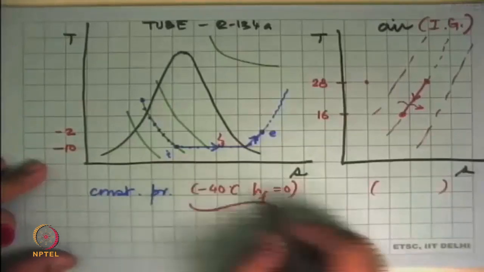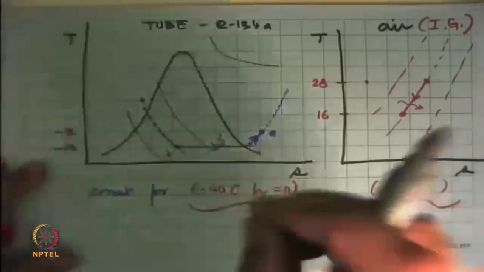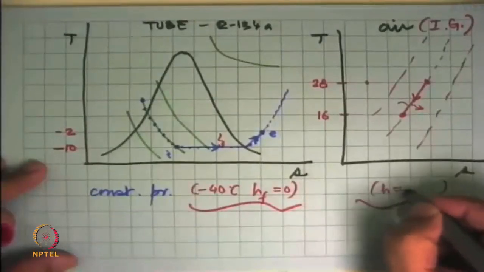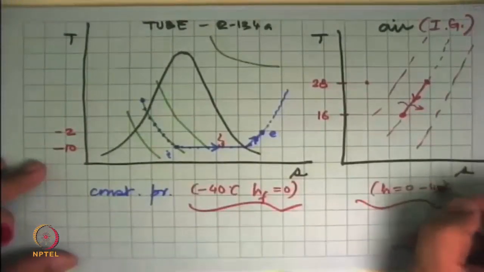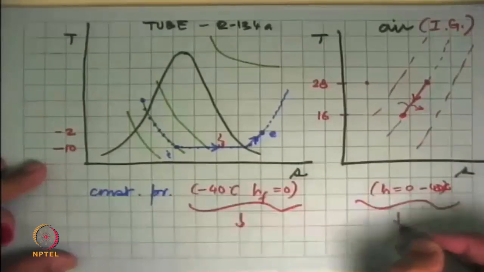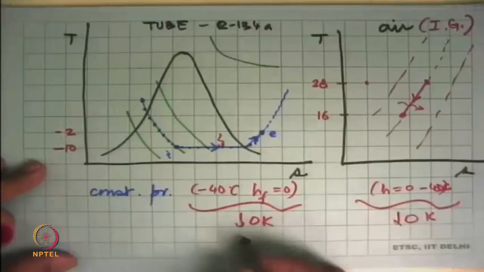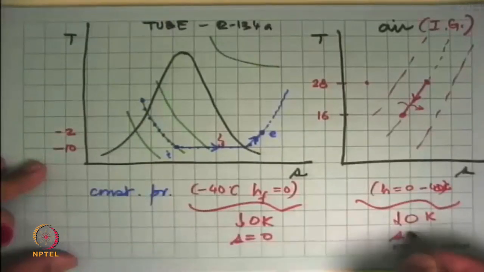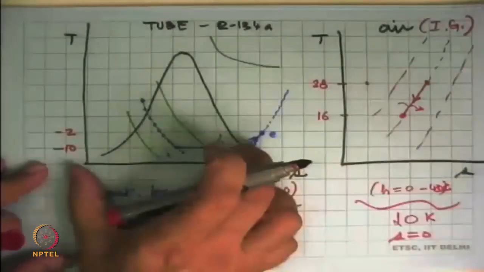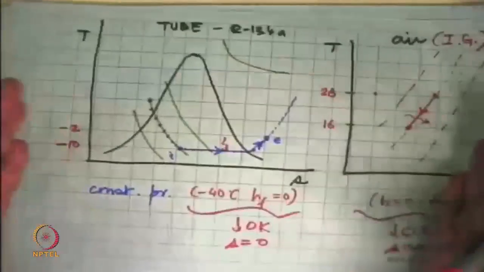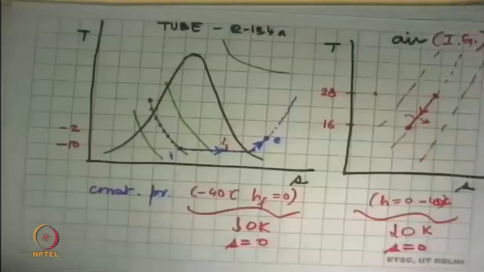If we reference both of these to the same value, say for air also I say that h is equal to 0 at minus 40 degrees C, or I take both of them to 0 Kelvin and say s is equal to 0, then the two scales become exactly the same, and you can join all of them together and see what the composite diagram will look like. That will be the correct thing to do.